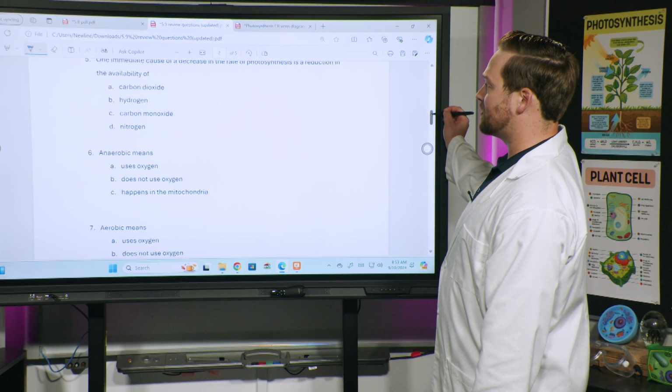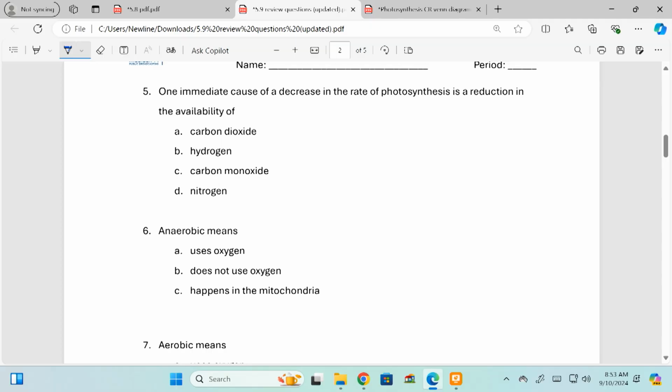All right, I got 5 and 6 up here. All right, 5. One immediate cause of a decrease in the rate of photosynthesis is a reduction in the availability of what? So not having one of these is going to slow photosynthesis down. Which one is going to slow it down? Well, plants need carbon dioxide in order to do photosynthesis. So if they don't have carbon dioxide, that's really going to slow it down. So carbon dioxide is going to be the one that we want to go with here. Okay, let's look at number 6.